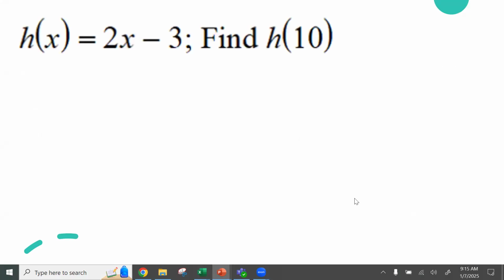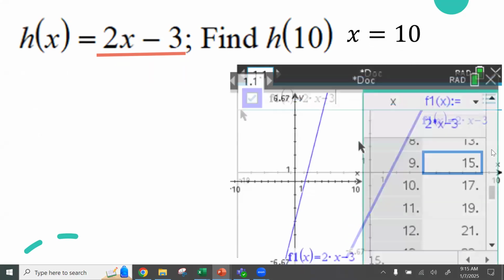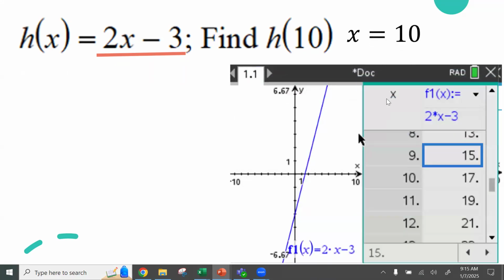Okay? First off, if they give you h of x equals 2x minus 3, you're going to go to your graphing calculator, go to a graphing page, and type in 2x minus 3. Then you're going to hit your table, Control T, and then you want to find where the x value is 10. Notice on your table, the first column is x. Find where x is 10.